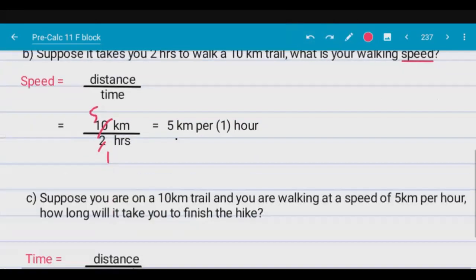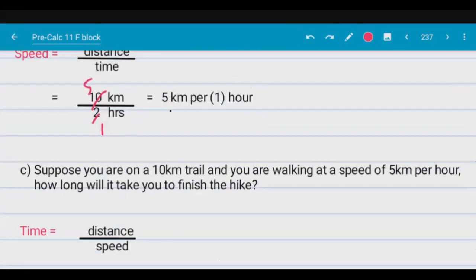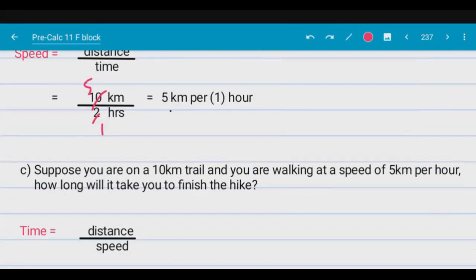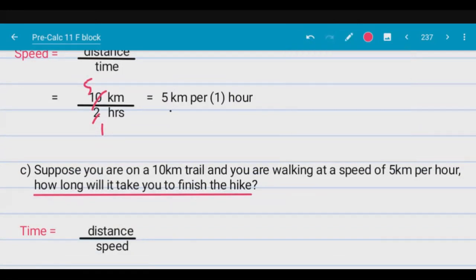Another example. So suppose you are on a 10-kilometer trail and you are walking at a speed of 5 kilometers per hour. How long will it take you to finish the hike? So this time it is the time that we are looking for. How long will it take you to finish the hike? Okay. So time is equal to distance divided by speed. So what is the distance? 10 kilometers. You will divide that by the speed, 5 kilometers per hour.